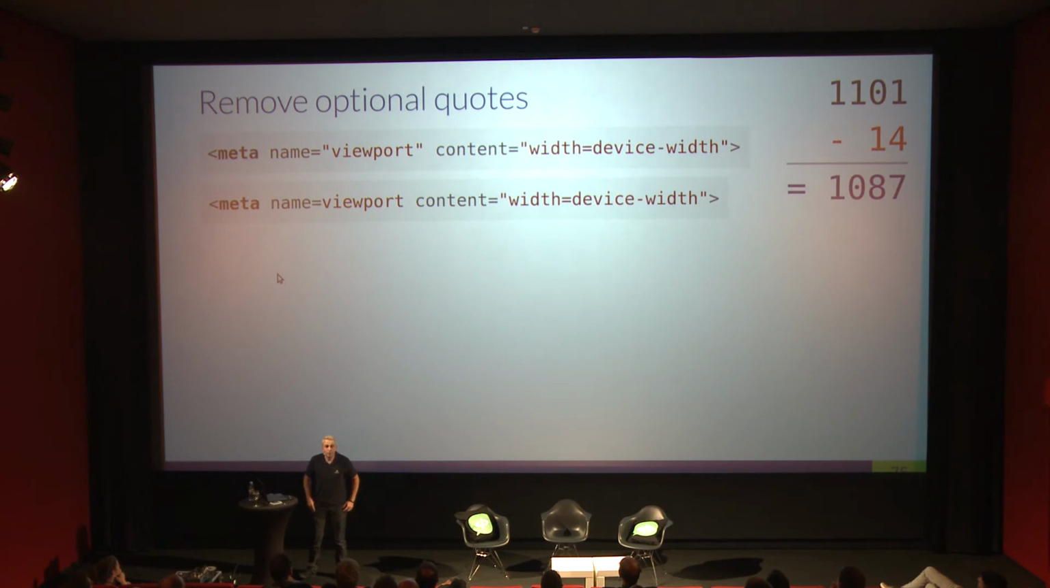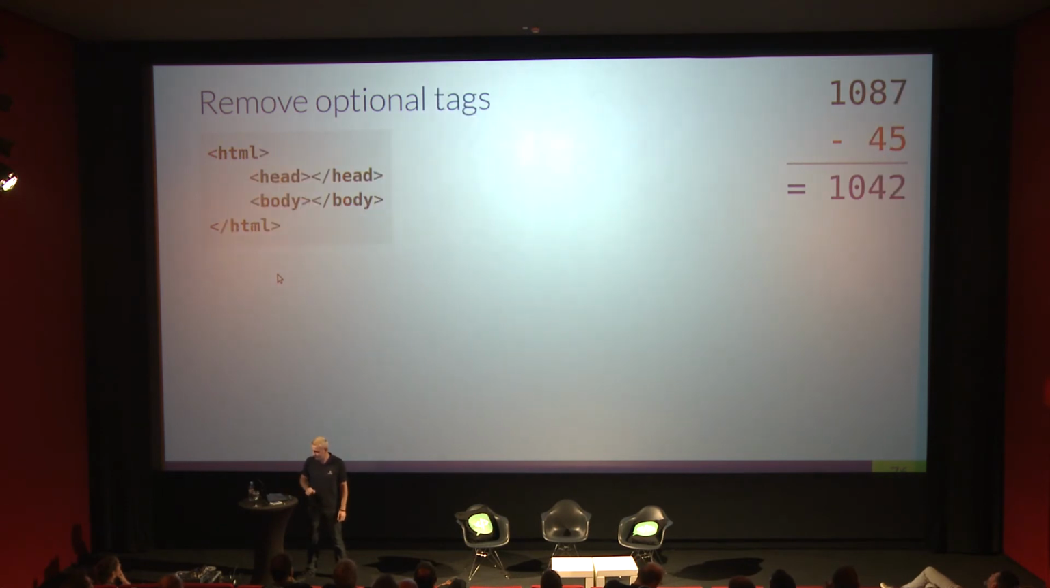I can remove optional quotes. The quotes around the attribute values are optional in most cases. So with viewport, I can remove the quotes. With width equals device-width, I cannot because I have an equal sign and a minus sign, and this requires the quotes. Removing all quotes that are optional saves 14 bytes.